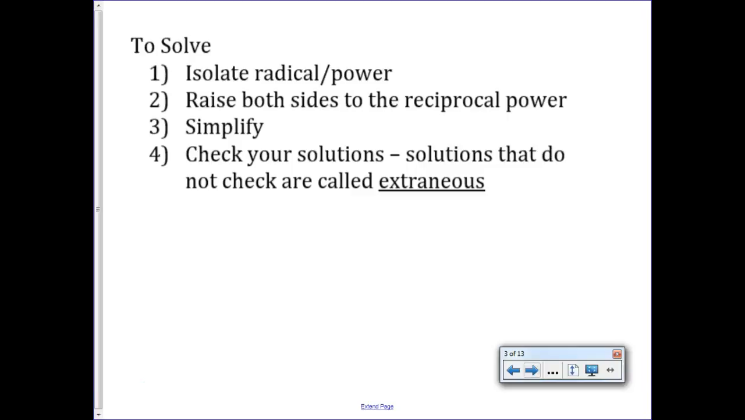All right, so to solve, first, isolate the radical or the power. So we've been solving things like this before. We want to get the radical by itself. We're going to raise both sides to the reciprocal power. Then we're going to simplify. We need to check our solutions. Solutions that do not check are called extraneous. Those are solutions that don't work. They don't give us the correct answer when we go to check them.